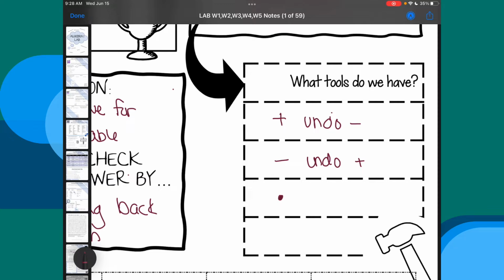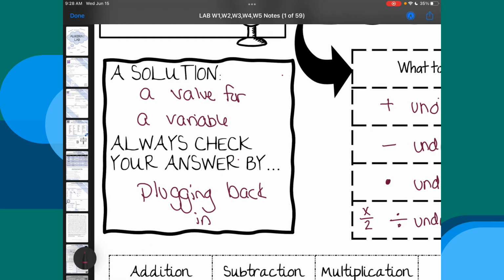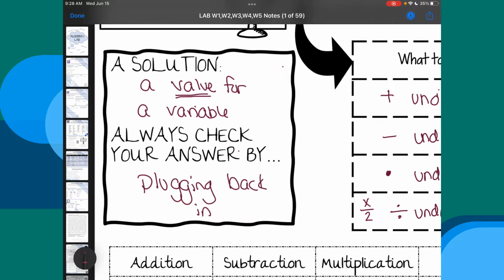The inverse to multiplication would be division, and the inverse to division would be multiplication. Remember that division can look like a fraction, so x divided by 2, we would also use multiplication. Our goal is to find the solution. The solution is the value, the number that the variable is. And we can always check our answers by plugging the answer back in. So let me show you some examples.